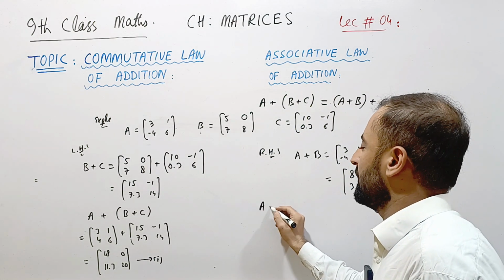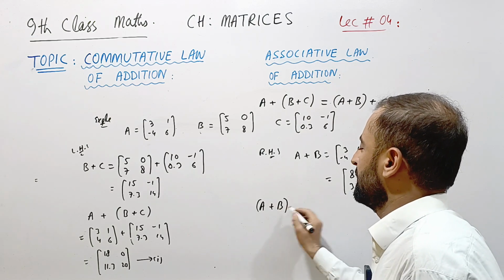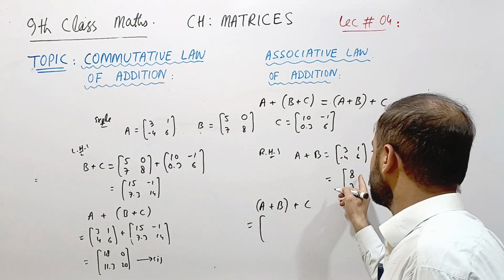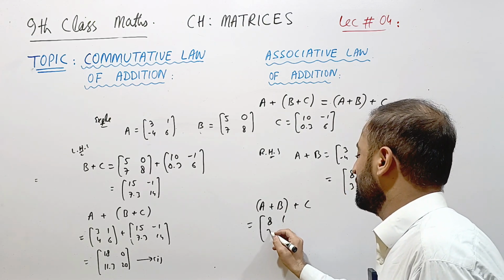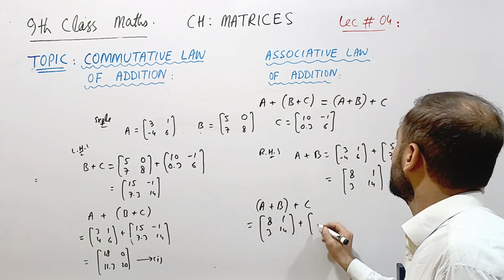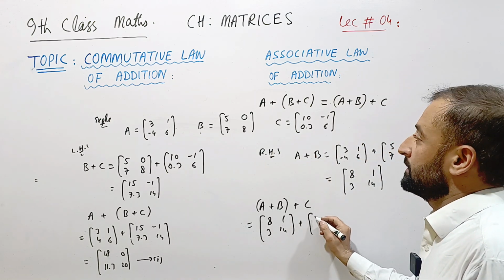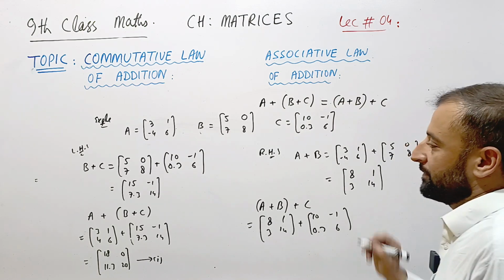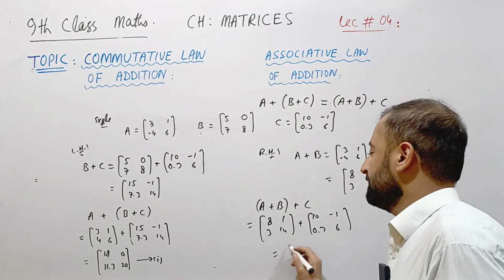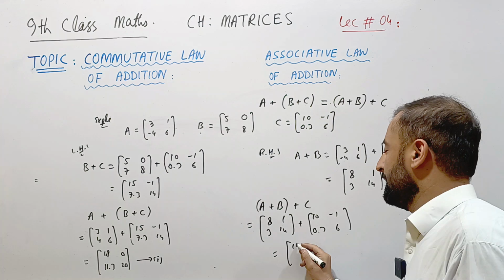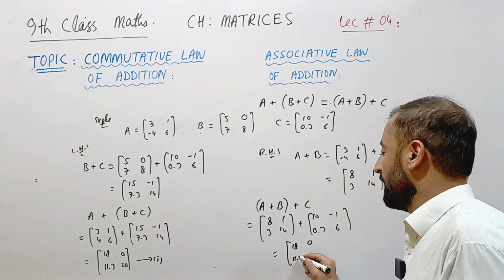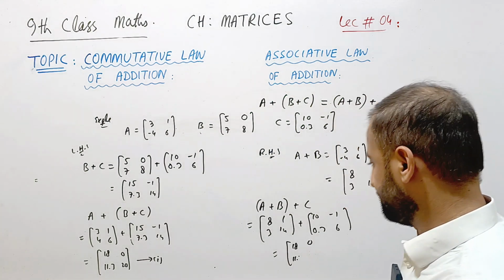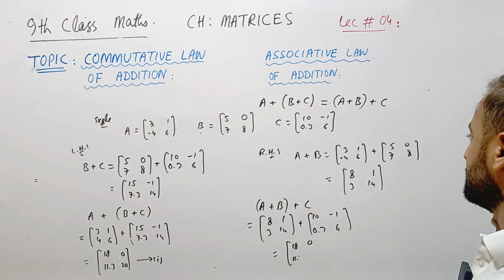Then, of course, we will add C. A plus B is this matrix, 8, 1, 3, 14. C is that one. C is 10, minus 1, 0, 0.36. Right, students? Add them. 18, 0, 11.3. A plus B.